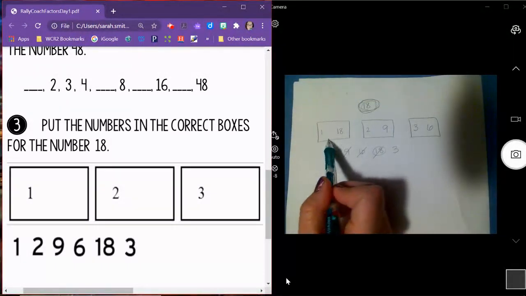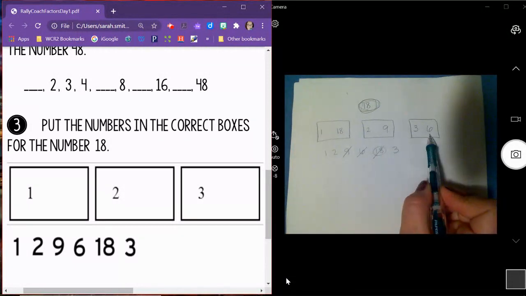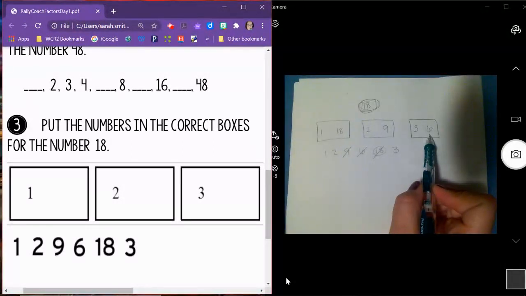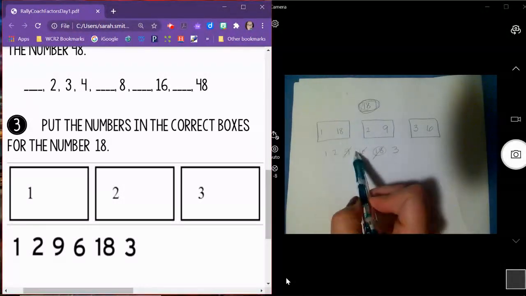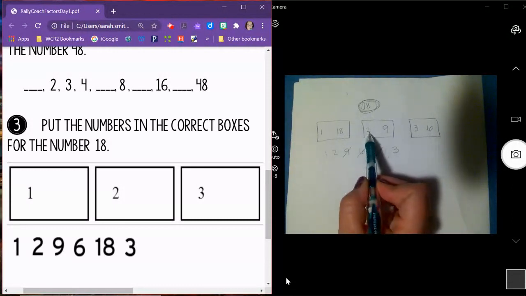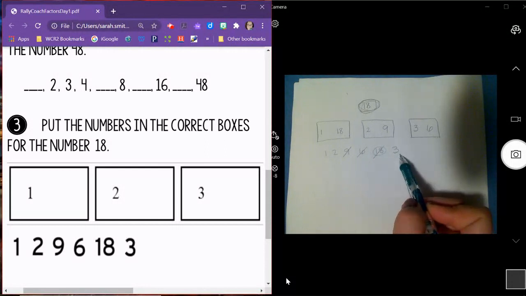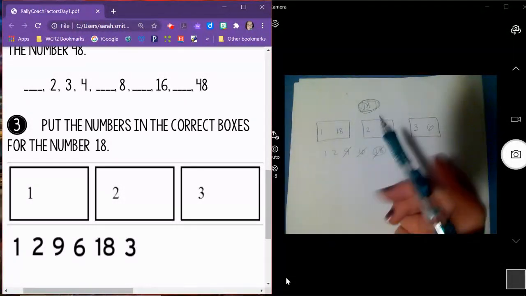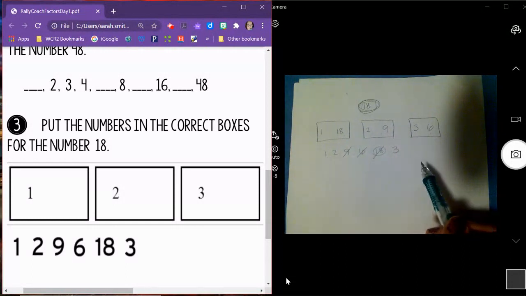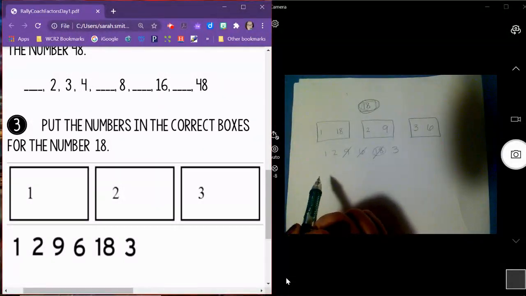So these are called factor pairs. 1 and 18, 2 and 9, and 3 and 6. Those are all factor pairs of 18. So that's how you would do that. So sometimes you're given extra numbers that may already be in the boxes, right? Or you might be given extra numbers that aren't even factors of that. So it's important for you to remember that, and that's how you do factor pairs in the boxes.